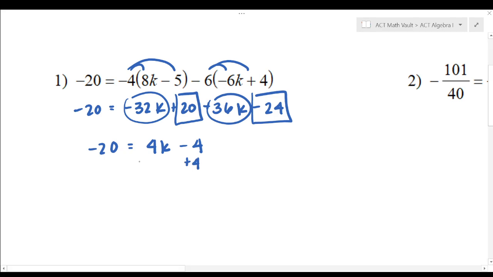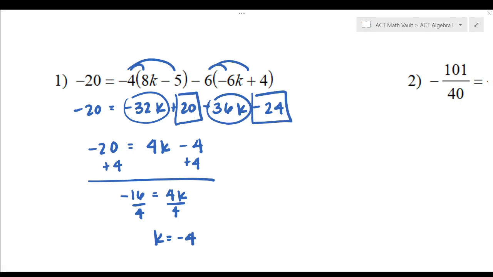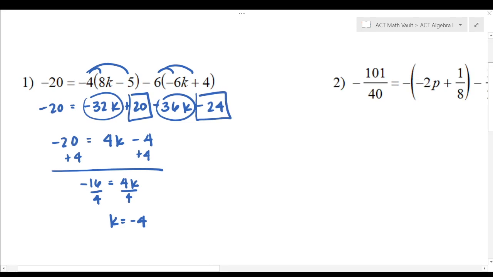Then I will add 4 on both sides. I'll get -16 is 4k. Divide 4 on both sides, k is -4. If I plug k in as -4, then I should have a statement in the end where the left side matches the right side. That's one way to check your answer.